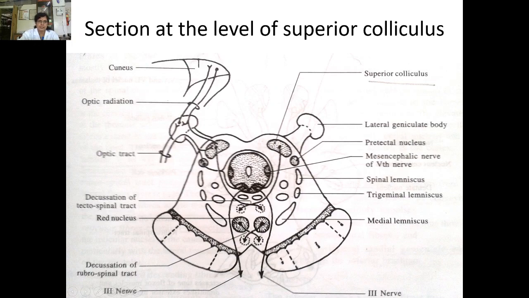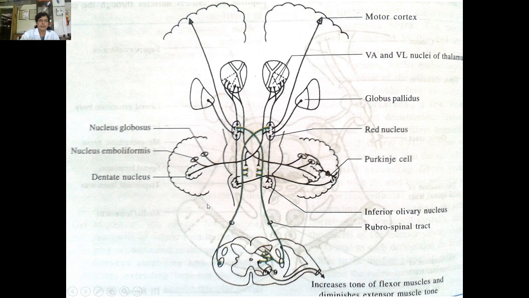Now the main connections of the red nucleus, that is afferents and efferents. In this diagram you can see from above downwards the cerebral cortex, that is the motor cortex, then the thalamus is shown here, then on the lateral aspect of the thalamus there is the lentiform nucleus, and caudal to the thalamus there is the red nucleus. This central part represents the brain stem. The red nucleus part is the midbrain. Then this is the pons, and the lower part where the inferior olivary nucleus is present is the medulla.